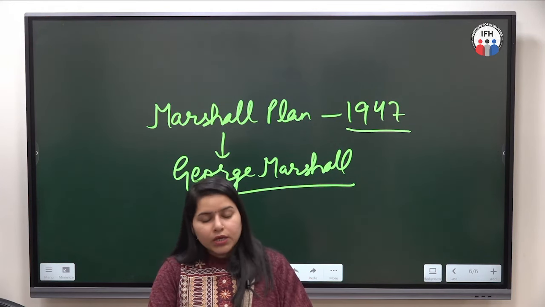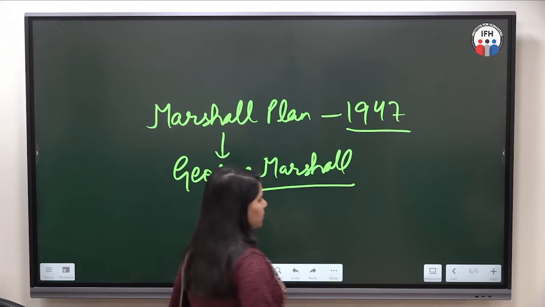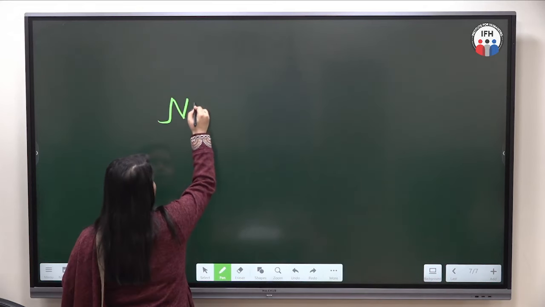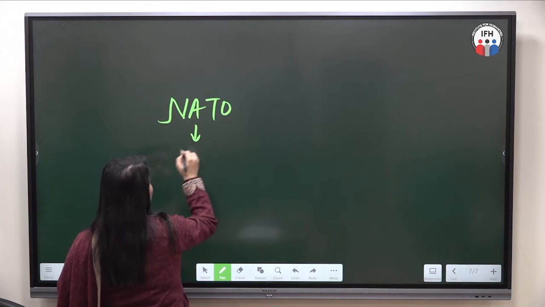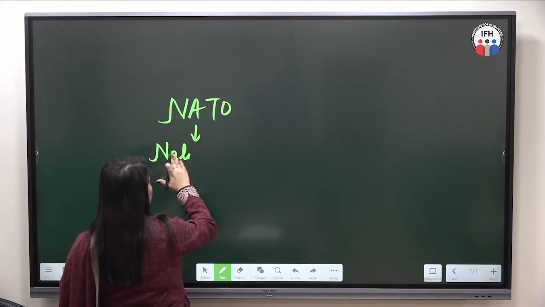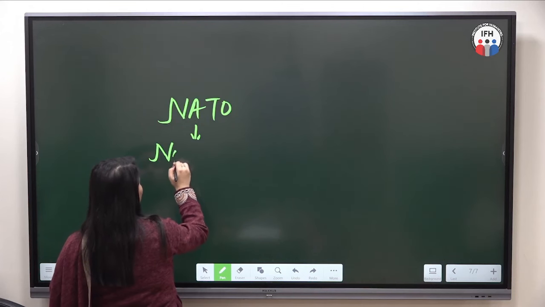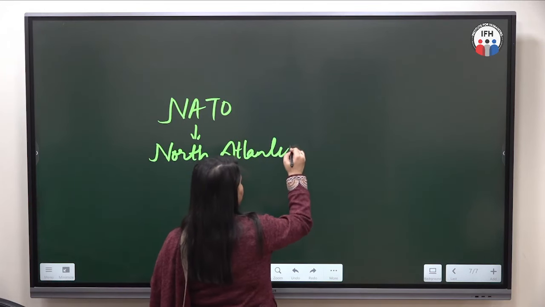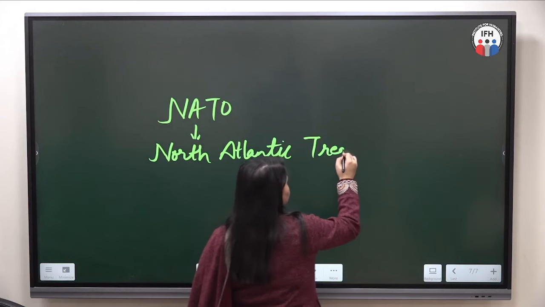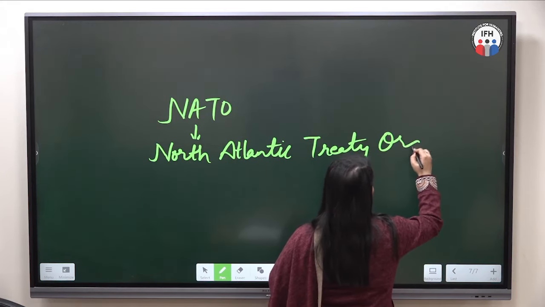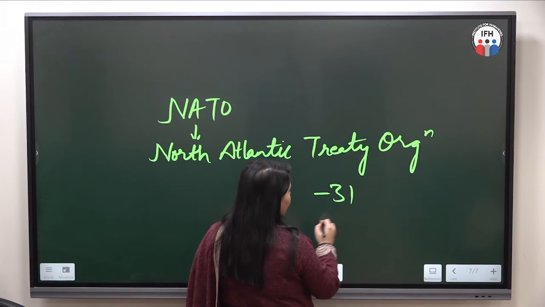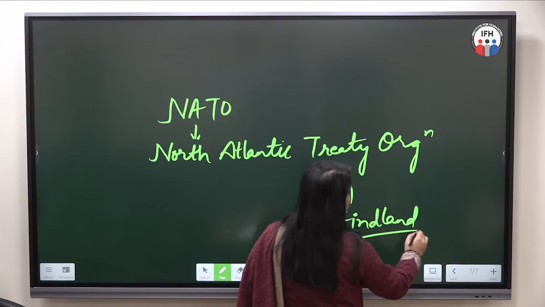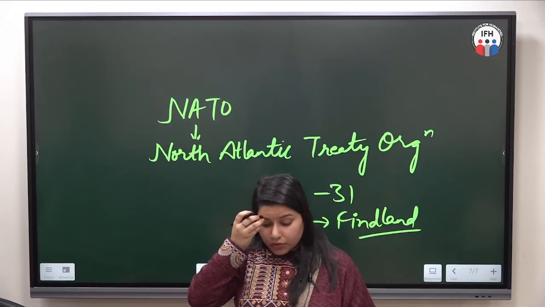Then NATO. NATO stands for North Atlantic Treaty Organization. And at present, can anybody tell me how many members are there in NATO? 31. At present 31 members, and Finland is the recent member, Finland. This is given in your notes, don't write, just understand.